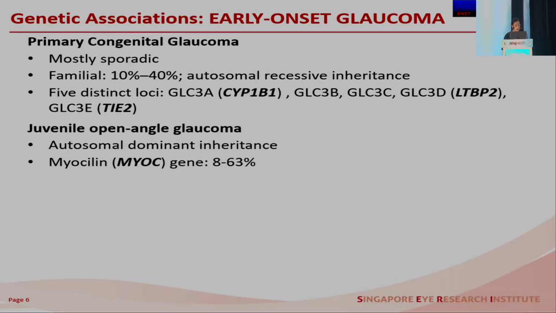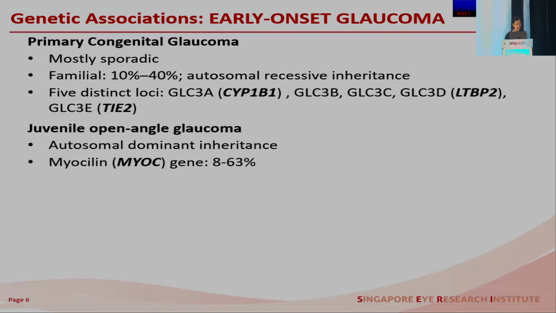Early onset glaucoma encompasses primary congenital glaucoma, juvenile open-angle glaucoma, and developmental glaucoma. Primary congenital glaucoma occurs in infancy. They're mainly sporadic. However, familial cases with autosomal recessive inheritance have also been described.